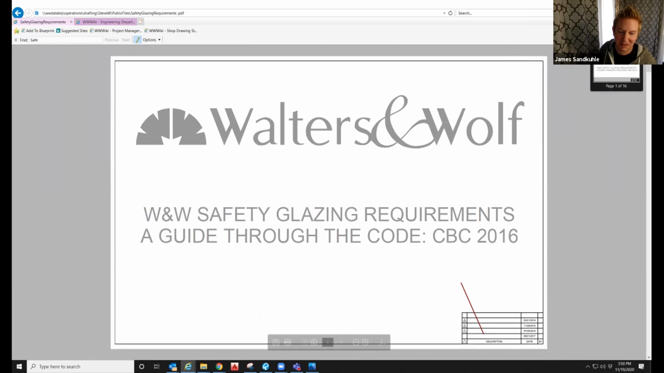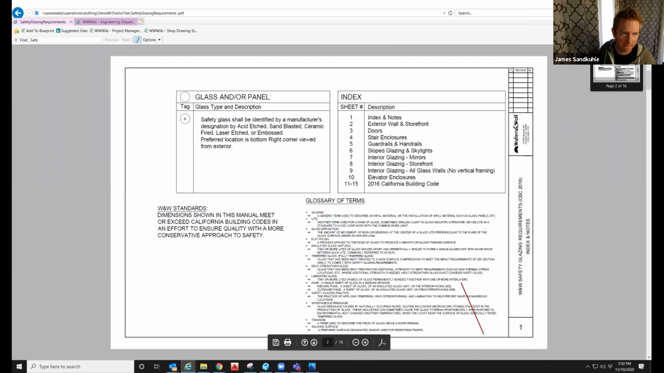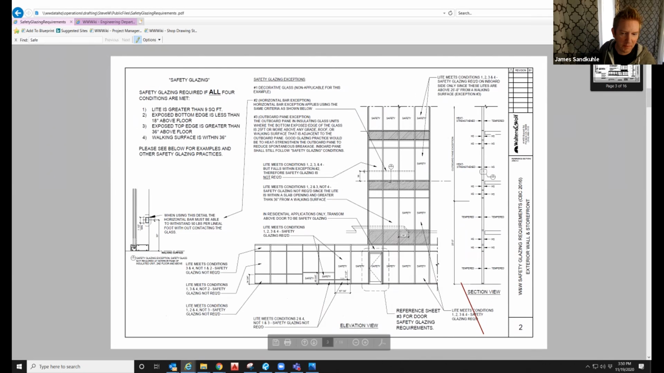Okay, so the safety glazing manual, it's got quite a few sheets. It's got a glossary of terms, the main page, all these safety glazing steps. We went over exception 3. We did not go over exceptions 1 and 2. Number 1 is just decorative glass, so maybe if it's art glass or whatever.